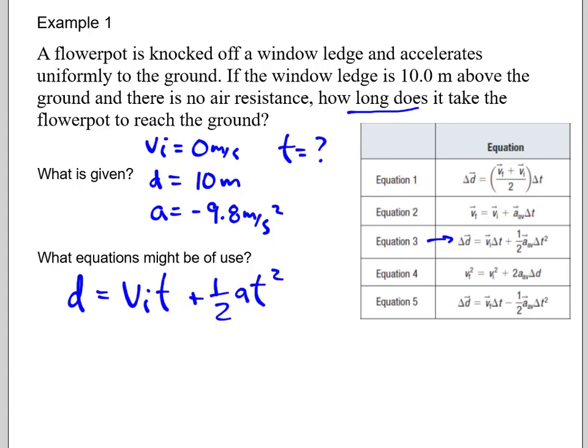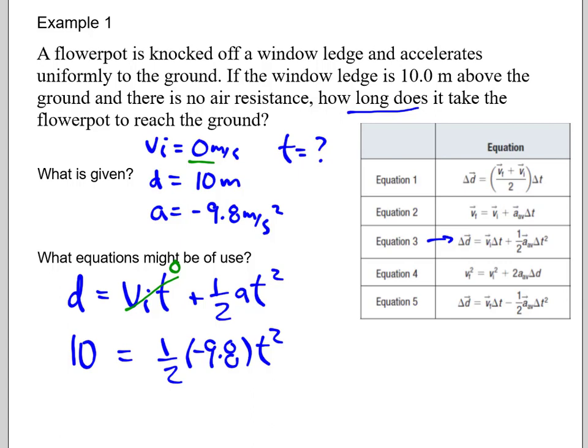So we're going to have d equals Vi t plus 1/2 a t squared. Now where this gets messy, if we had an initial velocity that was not 0, then this would become a quadratic problem. But because we have an initial velocity that's 0, this first term is going to disappear and go to 0, because 0 times t will be 0. So if we had initial velocity, it gets a little trickier, but because it's 0, this problem simplifies to be quite nice. So our d, I'm going to put a 10 in here, and then I'm going to put 1/2 negative 9.8 t squared.